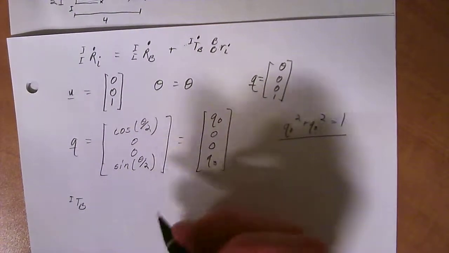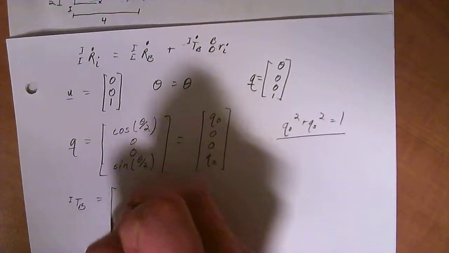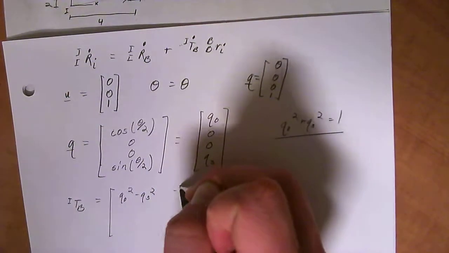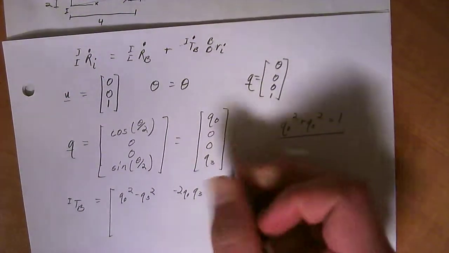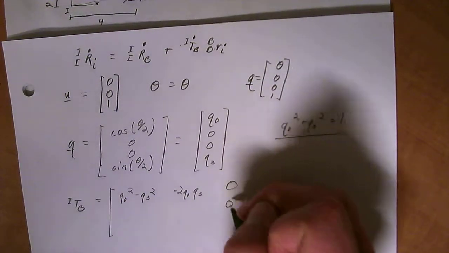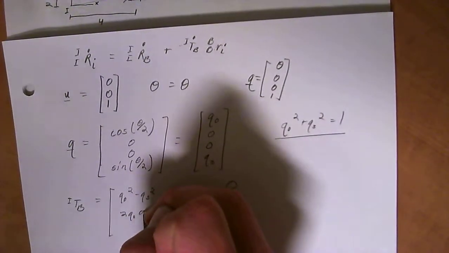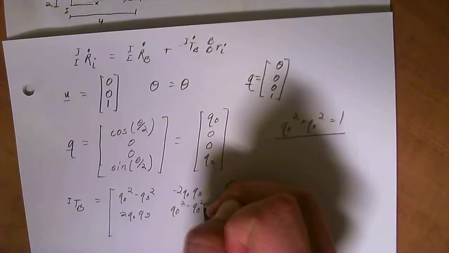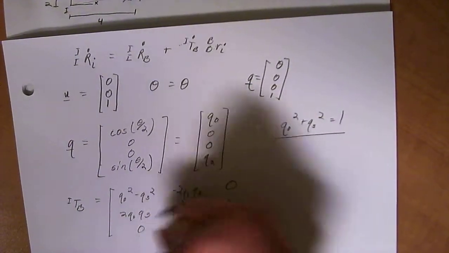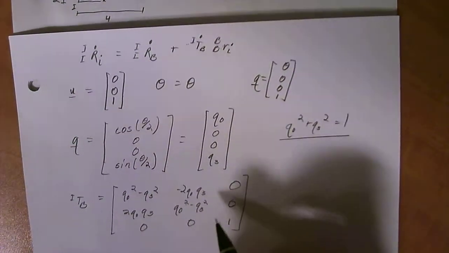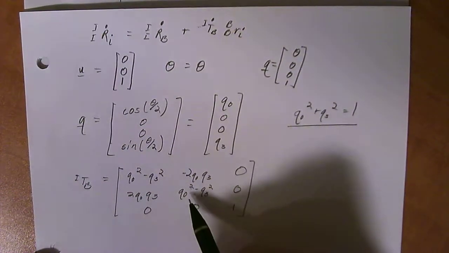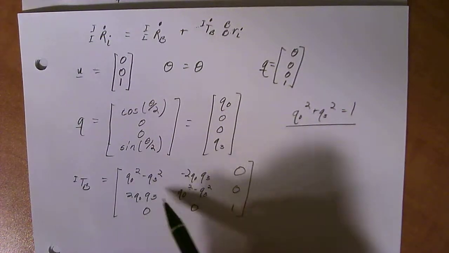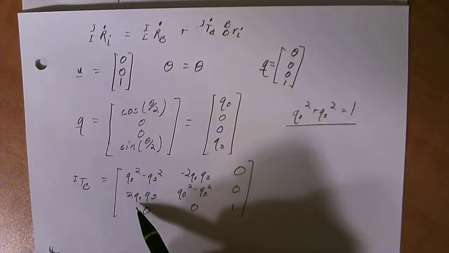So ITB in terms of quaternions is going to be equal to Q naught squared minus Q3 squared, minus 2 Q naught Q3, 0; 2 Q naught Q3, Q naught squared minus Q3 squared, 0; 0, 0, 1. This is a quaternion representation of a rotation about z, and you can kind of see how this would work out. Q naught minus Q3, and so on and so forth. It's a symmetric matrix, and so on and so forth.